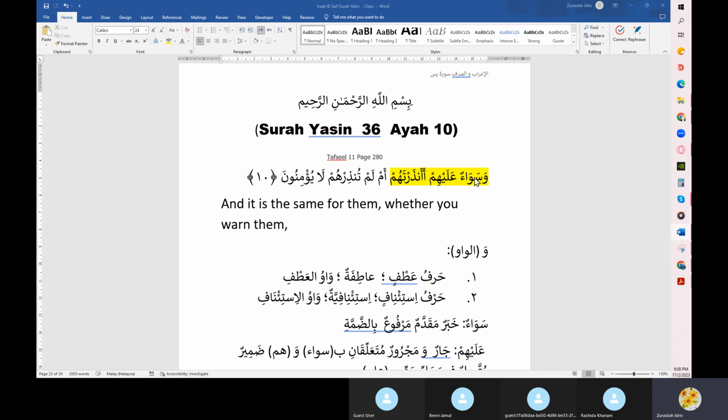So sawa'un is what we say as a khabar muqaddam. And you find this structure in the Quran in a number of places, not just here, where you see sawa'un comes before it. So if you remember, there's one in Surah Al-A'raf, if I'm not mistaken.